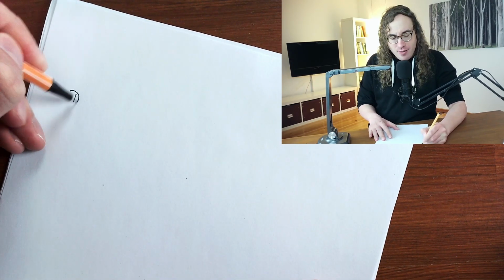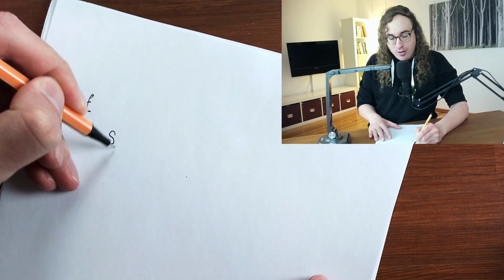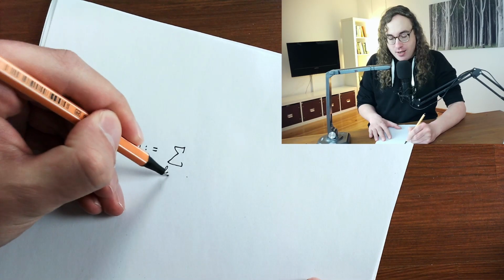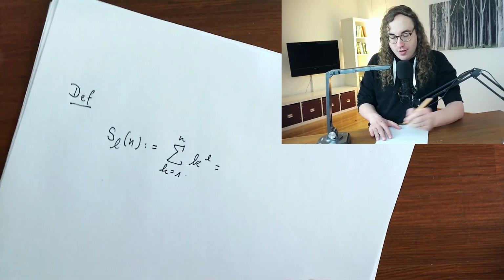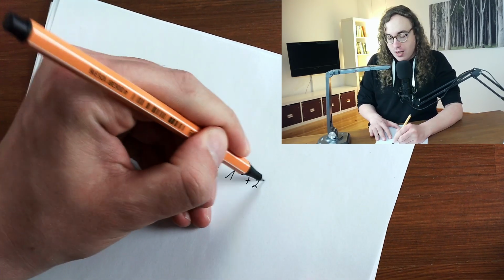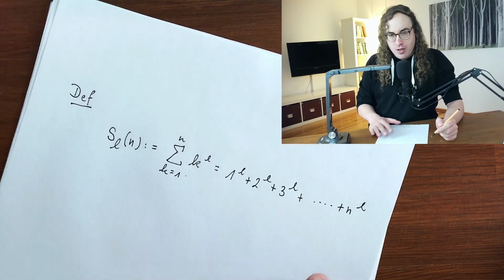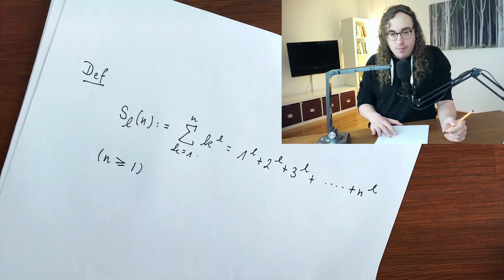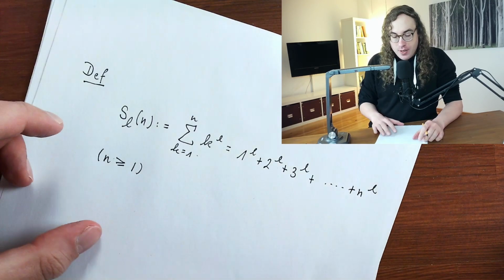So let's just first write down all of this as a theorem. First of all, we give a name to the sum. I'll call this S_L(n). It will be just the sum from k equals 1 to n of k to the L. So this is just the same as 1 to the L plus 2 to the L plus 3 to the L and so on till n to the L. And that's a sensible definition, I guess, for n at least 1. So that's just our name for these sums.